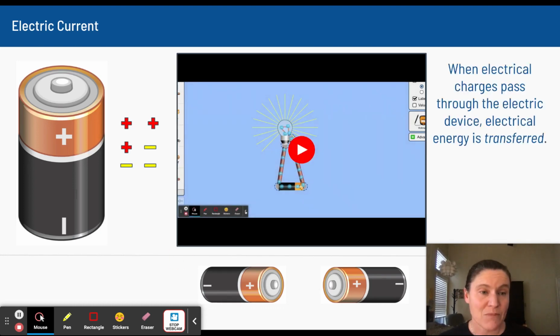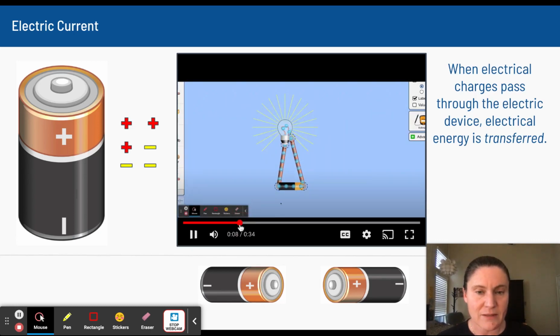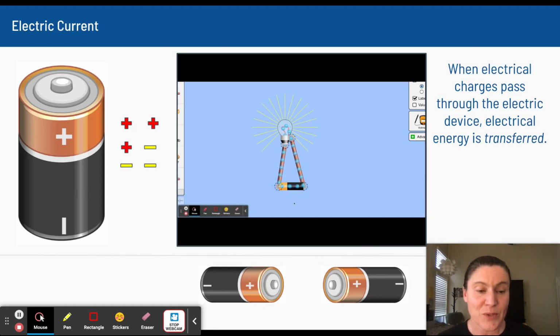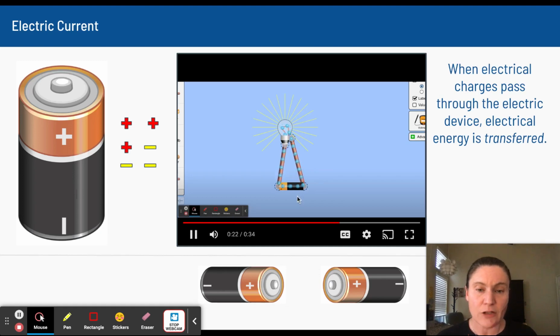So what's happening? When electrical charges pass through an electric device, we are transferring that energy. So as we are using this, we are transferring energy from this battery up into the light bulb. So this idea of transferred is really important as we continue to move forward in this simple circuits unit. So we are transferring the energy from the battery to the light bulb.